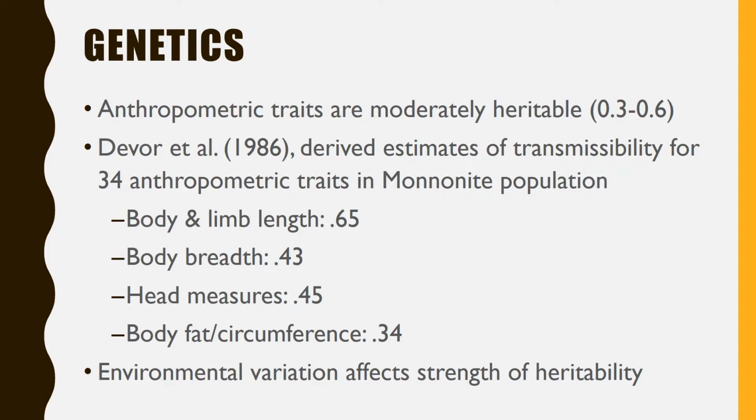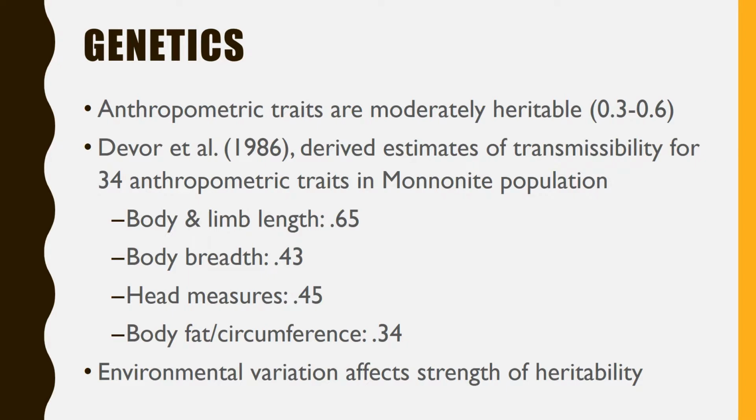Transmittability is simply an estimate of the parental influence on a trait. So this is essentially estimating both the genetic inheritance of the trait and aspects of the shared environment. As you would expect, parents and offspring are sharing the same type of environment. They found that body and limb proportions were most heritable, and measures of body fat and body circumference were least heritable. This makes sense because body fat is strongly influenced by lots of non-genetic factors, things like diet.